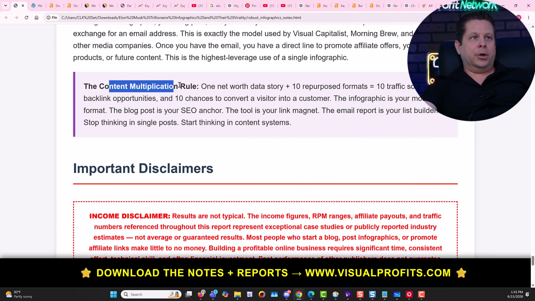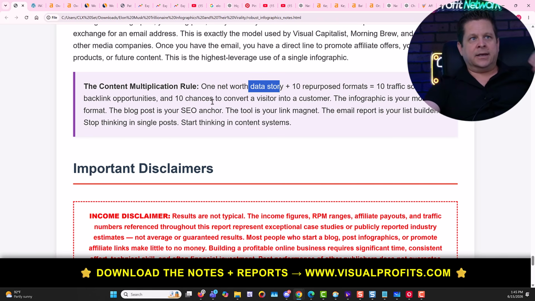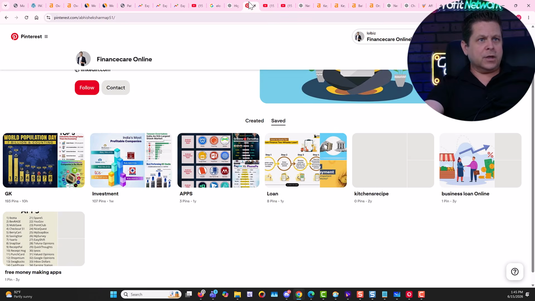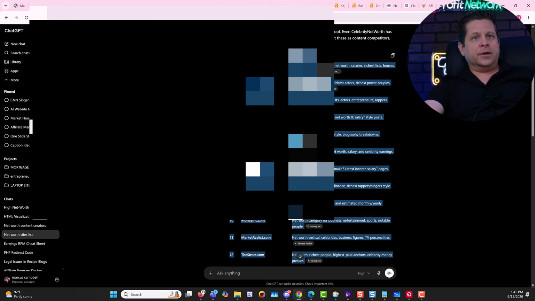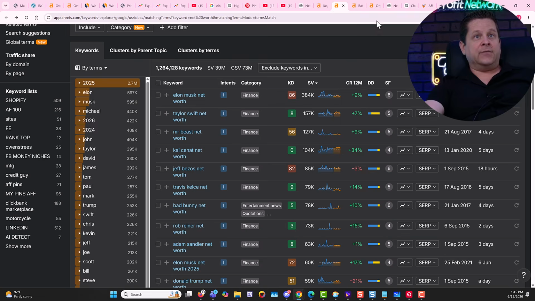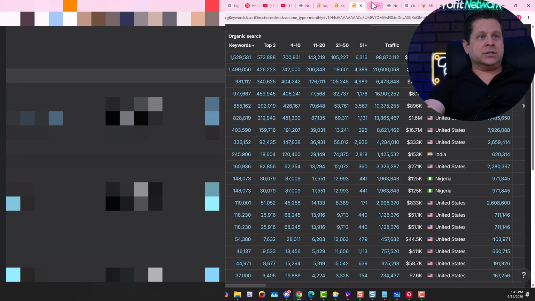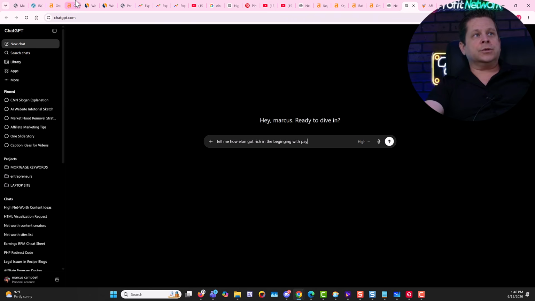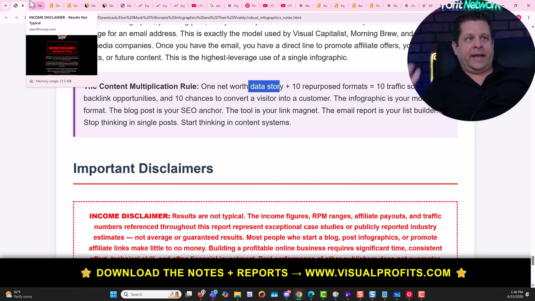Then we go through and multiply the content. Maybe one net worth data story can be 10 repurposed formats, 10 traffic sources, 10 backlink opportunities, 10 chances to convert a visitor into a customer. Infographics can work extremely well when you look at Pinterest, YouTube, other places like that. This stuff goes extremely well, and there are tons of people out there taking advantage of this traffic. The key is do it in a really good way. Talk about maybe the milestones or whatever your angle is. That's going to be the key.